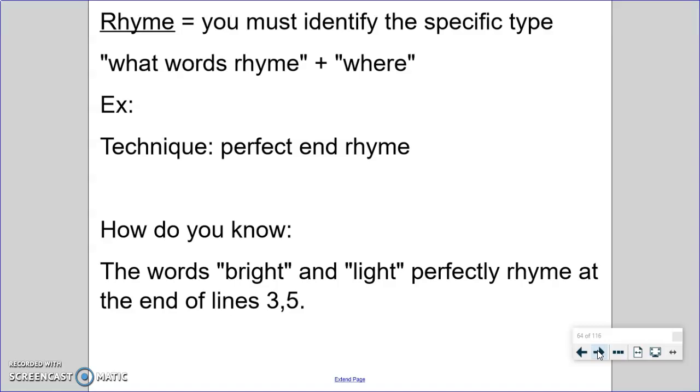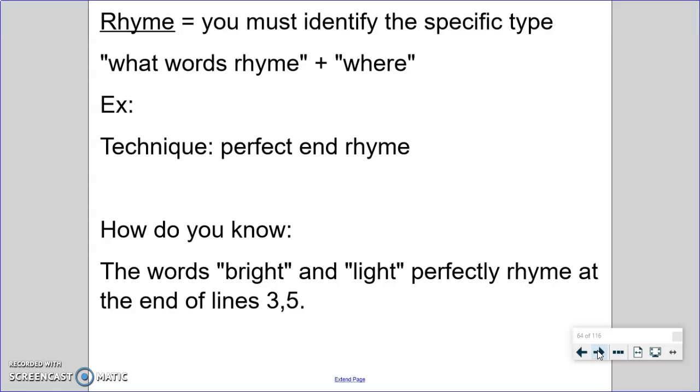Okay, so as you're looking at a poem, if you see that it rhymes, we want you to identify the specific type of rhyme that's going on. So you cannot just put rhyme. You have to put something along the lines of perfect end rhyme or internal slant rhyme. Those types of rhymes were discussed in the video that you should have already watched. So our formula for explaining rhyme, first of all, our specific type of rhyme, is we're going to talk about what words rhyme where.